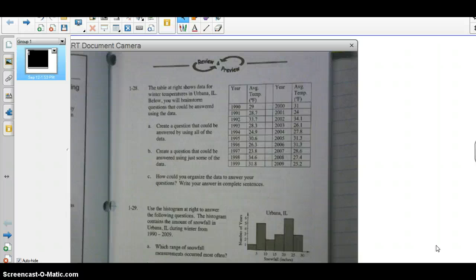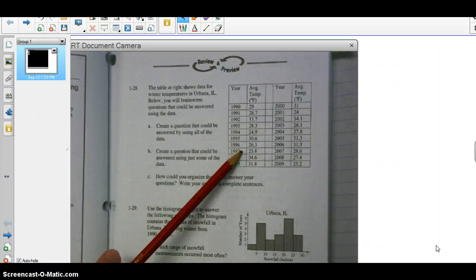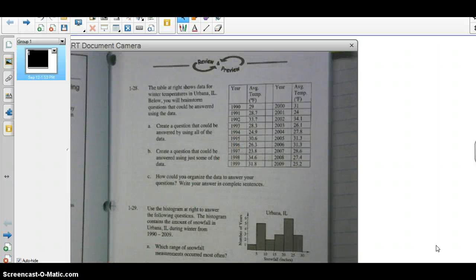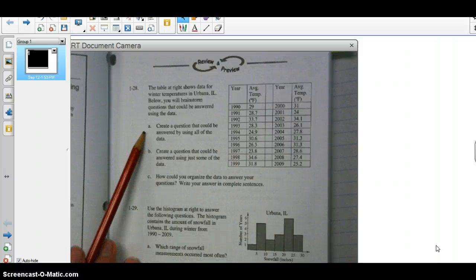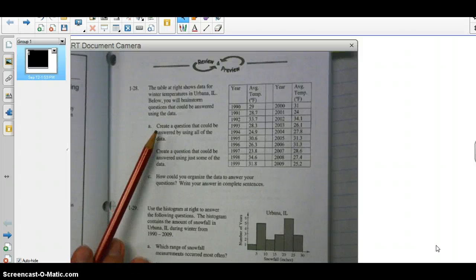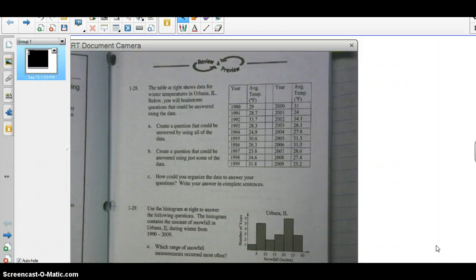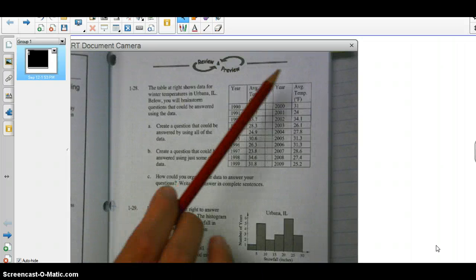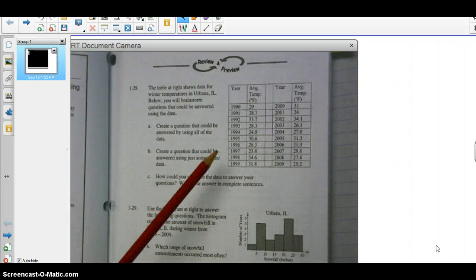Question 28 says, the table at right, this table, shows data for the winter temperatures in urban Illinois. Below, you will brainstorm questions that could be answered using this data. We did the same thing with the Jumping Frog Jubilee today in class. So for A, it's asking you to create a question that could be answered by using all of the data. So try and think of a question that could be created using all of the data involved.